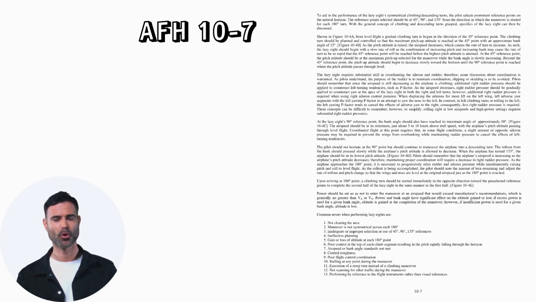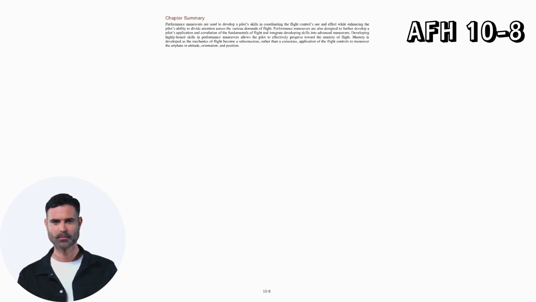8. Control roughness. 9. Poor flight control coordination. 10. Stalling at any point during the maneuver. 11. Execution of a steep turn instead of a climbing maneuver. 12. Not scanning for other traffic during the maneuver. 13. Performing by reference to the flight instruments rather than visual references.